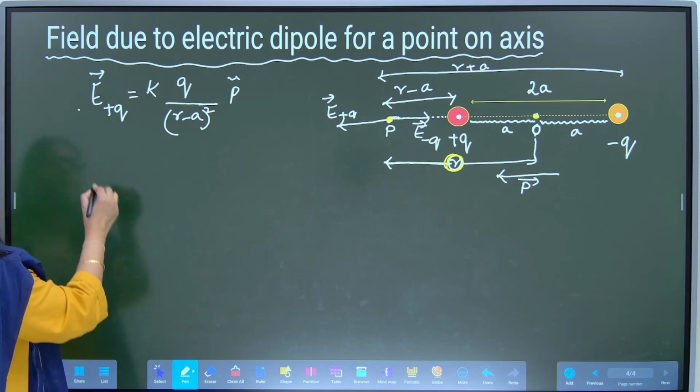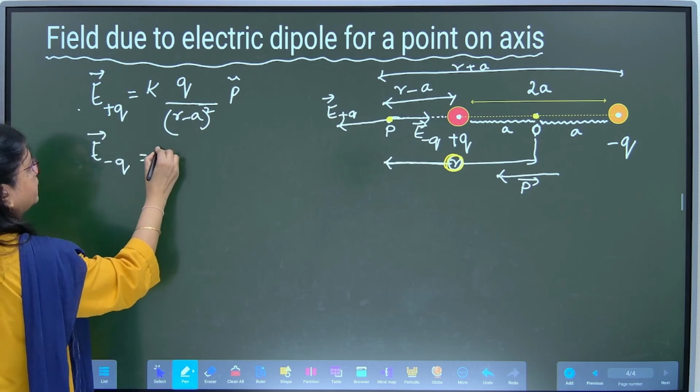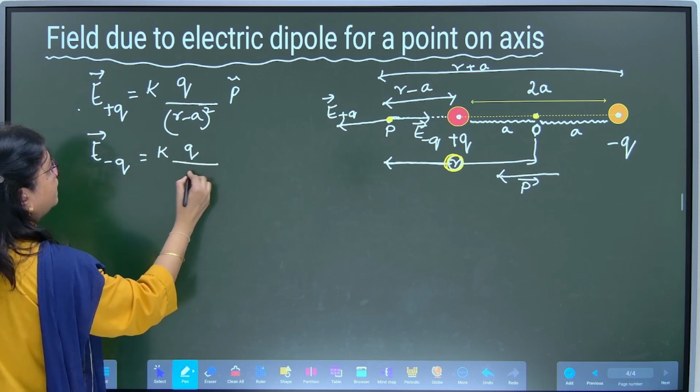Okay. Now let me write E minus Q. K Q divided by distance square.